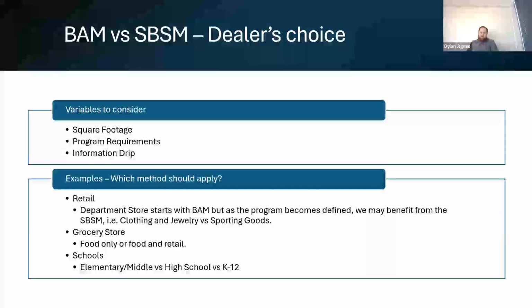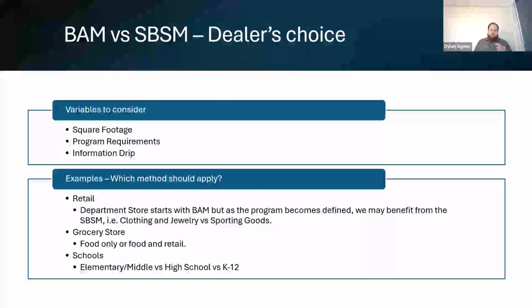So program requirements is another one. Even if it's a small or large building, but it's a museum or a movie theater or casino, space by space method. So information drip: when is information going to become available to you? When are you deciding the program, the size of your classrooms, the overall square footage of your programming that can be allocated, things like that.